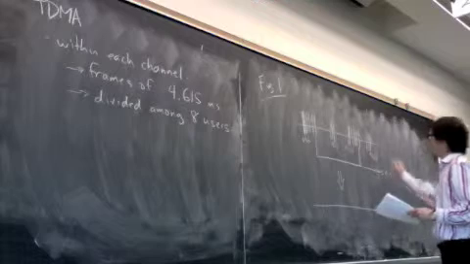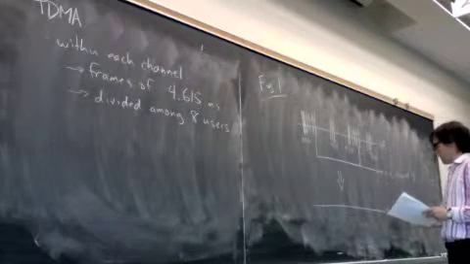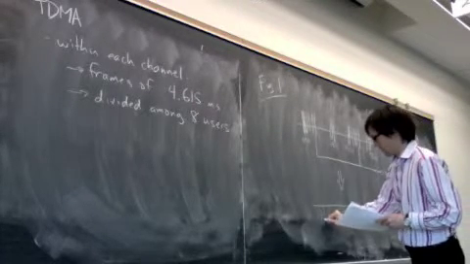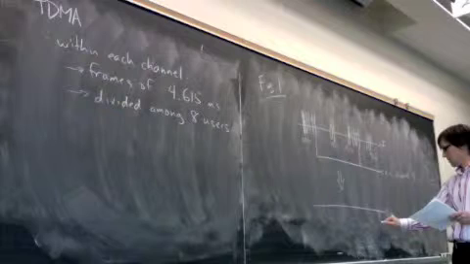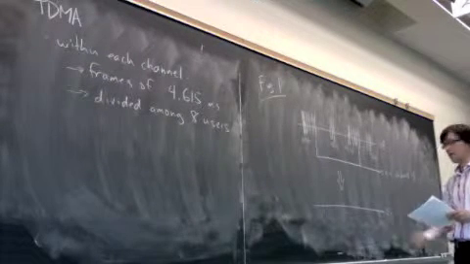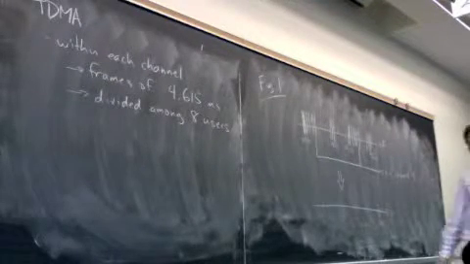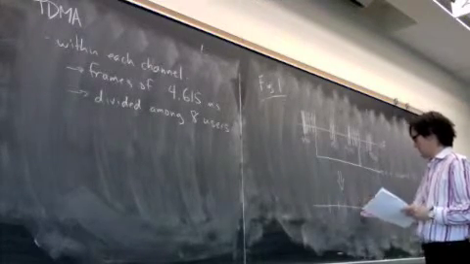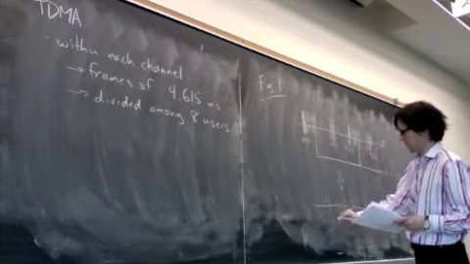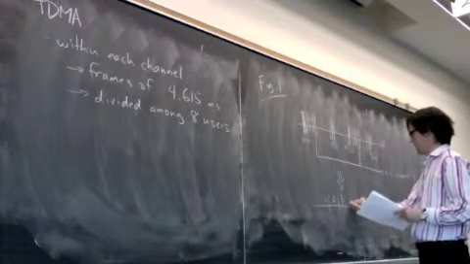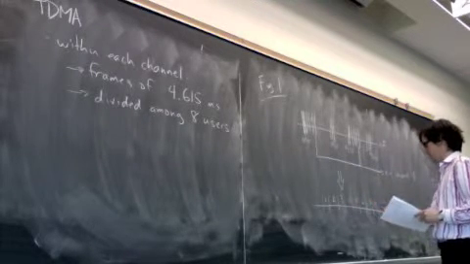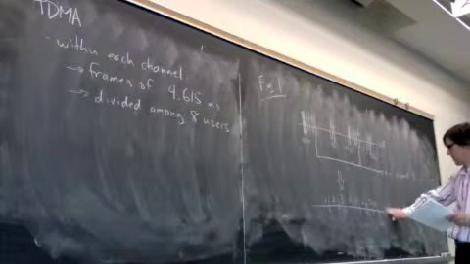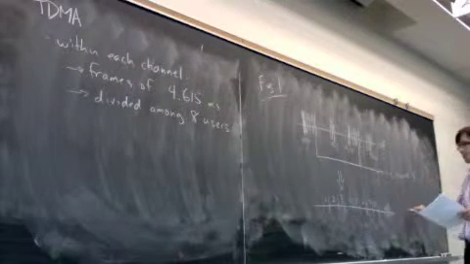So now, this is in frequency. This is now in time. In time, we have frames of length 4.615 milliseconds. And these frames are divided amongst 8 users. So this will be user 1's time, user 2, 3, 4, 5, 6, 7, 8. Once we hit 4.615 milliseconds, we start over. 1, 2, and so on.